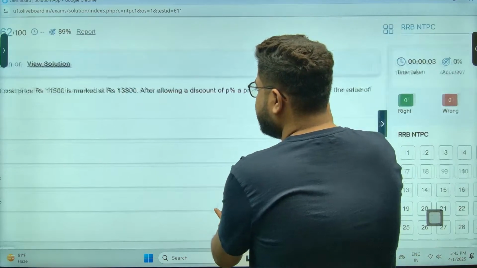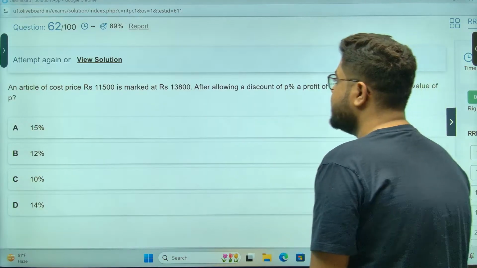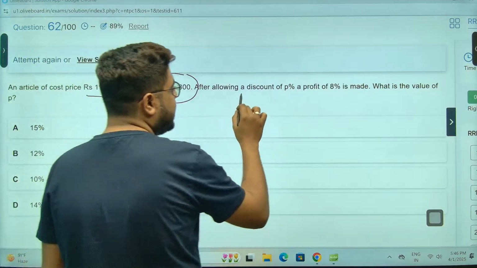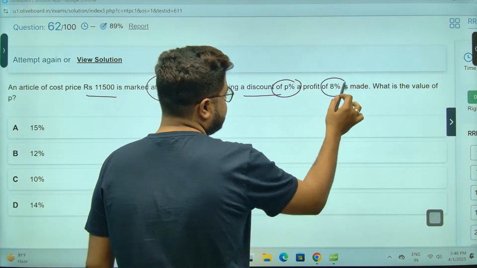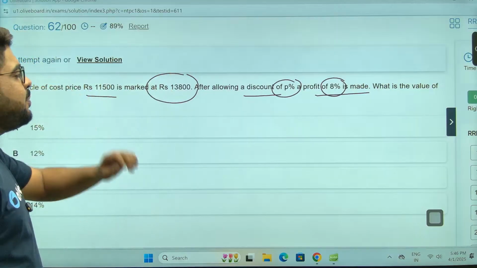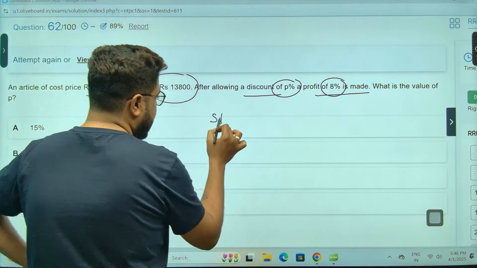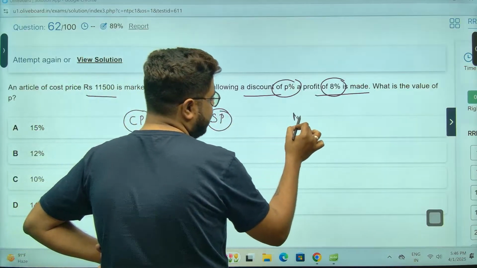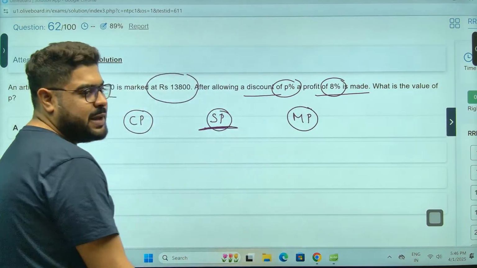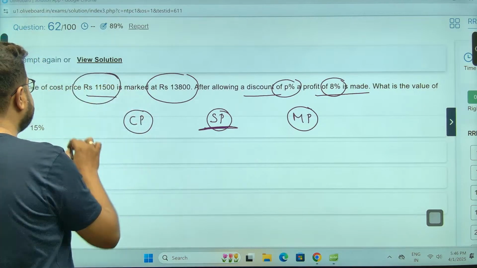CP given, MP given, allowing a discount of this profit. There is a formula, but again, I will not use the formula. Okay, CP, SP, MP, whenever you see, I've told you this many times. CP, SP, MP. So always the common friend is SP. SP is our common friend. Sir, I have 11,500, this is CP.